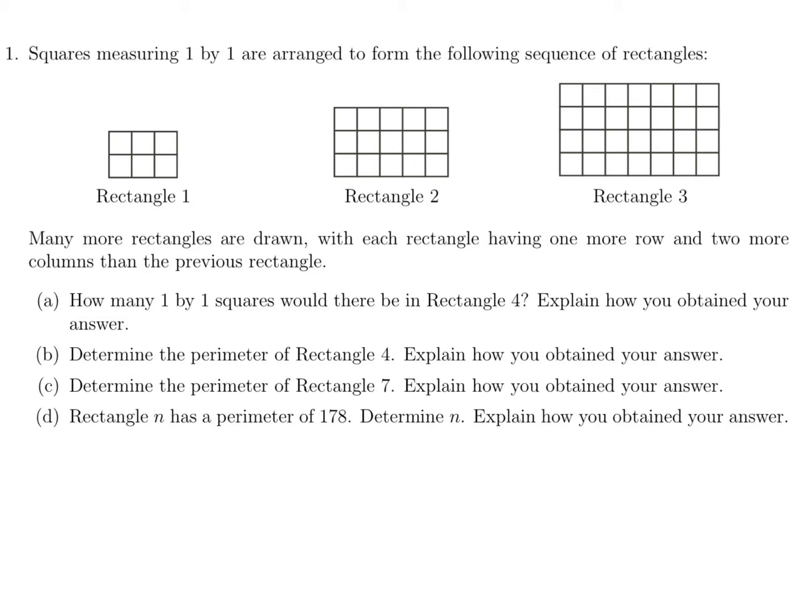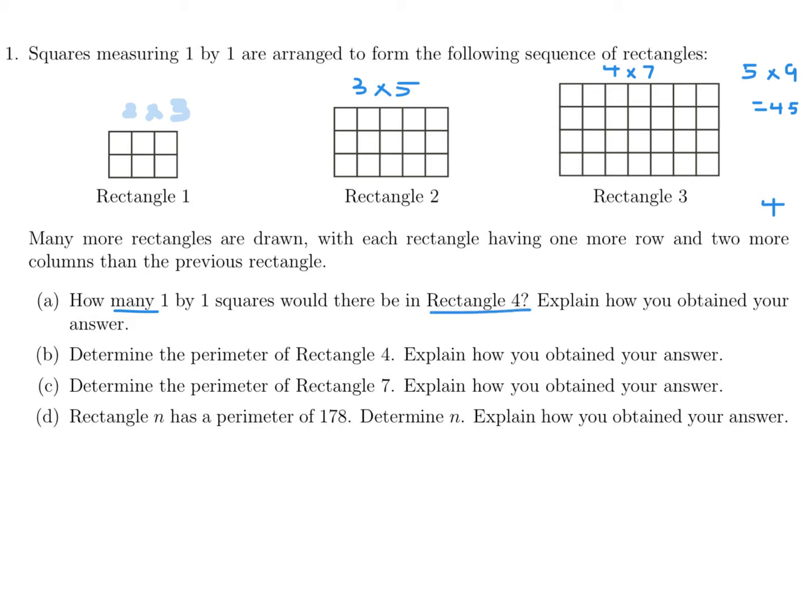Well, this is a 2 by 3, and I guess the next one is 3 by 5, and the next one is 4 by 7. So based on that pattern, the next one, which I guess is rectangle 4, would be 5 by 9, correct? 5 by 9, and they're asking how many of them. So if it's a 5 by 9, then there would be 45, right? 5 times 9 is 45. So there'd be 45 squares in rectangle 4.